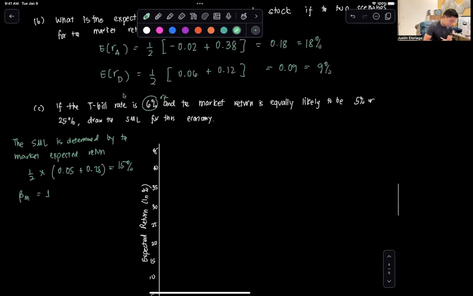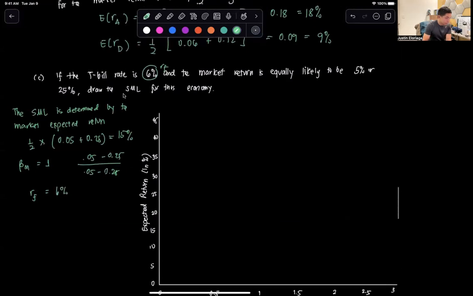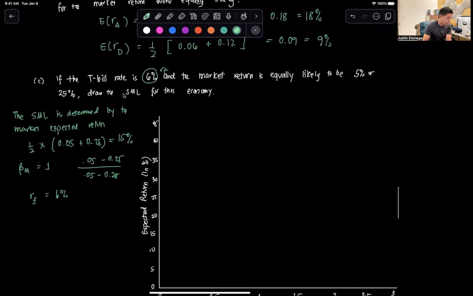Well, how do we find this one? It's simply because if you look at the formula, it's going to be 0.05 minus 0.25, over 0.05 minus 0.25. Similar to how we computed letter A, that's going to be equal to 1. And we're given a risk-free rate equal to 6%. Therefore, we can draw the line.